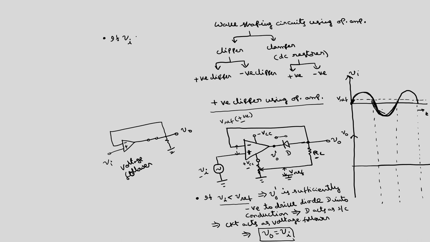If Vi is greater than V reference, so Vi is the voltage applied for the non-inverting terminal and V reference is the voltage applied to the negative terminal. Now Vi is greater than V reference means this difference voltage here will be positive, because Vi is applied to positive and V reference is applied to negative. So the difference voltage of this operational amplifier is positive, thereby V0 dash is sufficiently positive to drive diode D into cutoff.